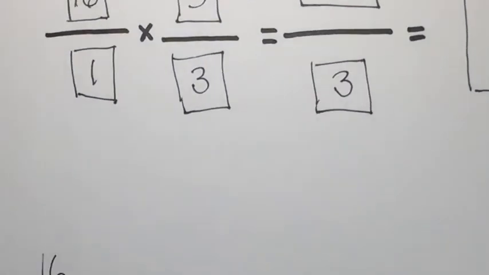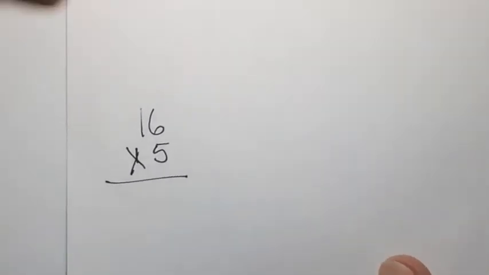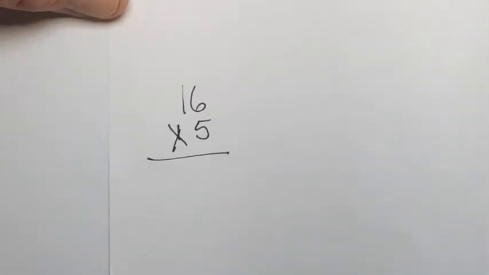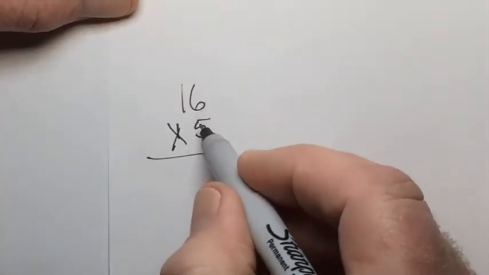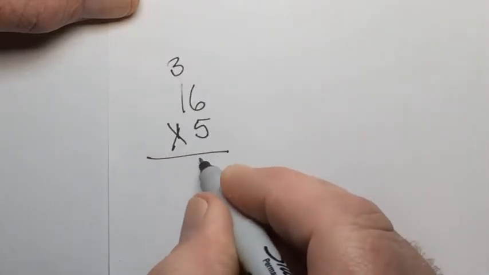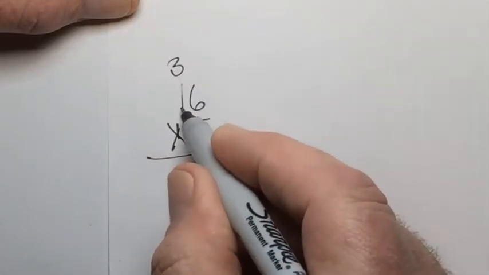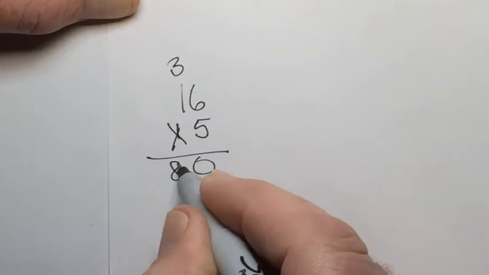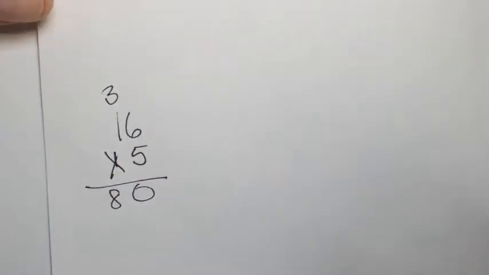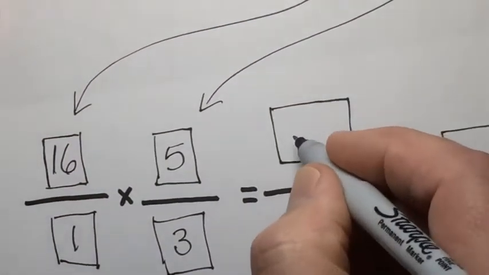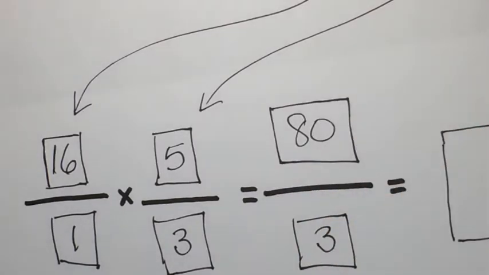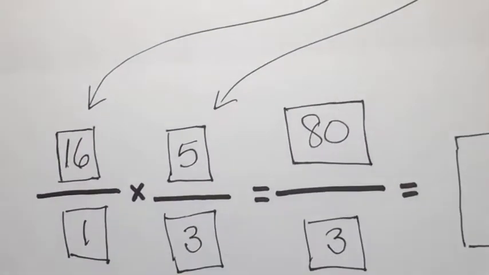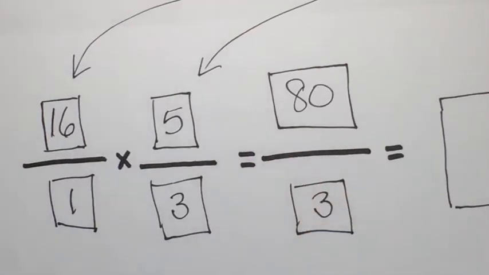But the 16 times 5 we'll figure out by doing a standard math problem. 6 times 5 would be 30. And then 5 times 1 is 5 plus 3 is 8. So 16 times 5 is 80. So we have 80 here. The square feet would be 80/3. That's the right answer, but it's kind of a weird way to talk about square feet. 80/3 square feet is just kind of a weird number.